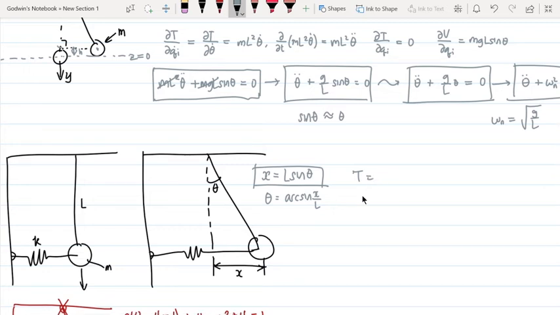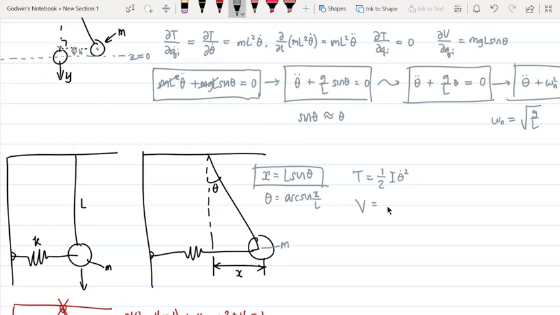Well, here, isa lang object natin, which is the pendulum bob. It has a mass of m, and it has a translational velocity v, right? Of x dot. But in this case, we're going to make it rotational because we're using theta. So it's going to be 1/2 I omega, so theta dot squared. So that's okay for that.